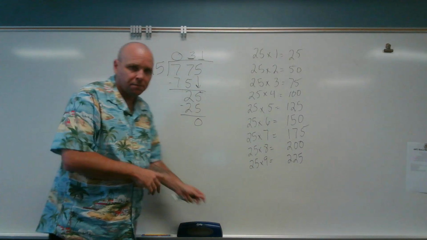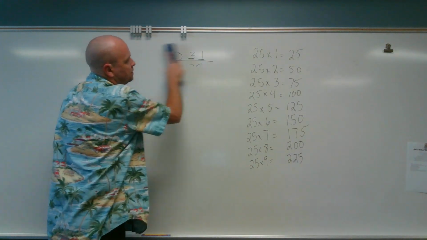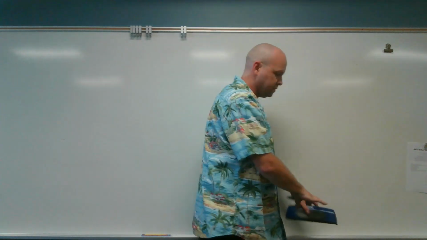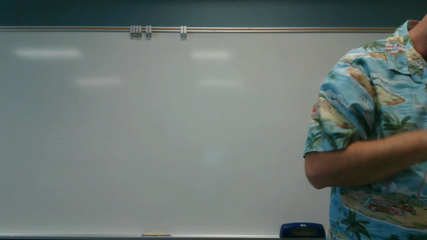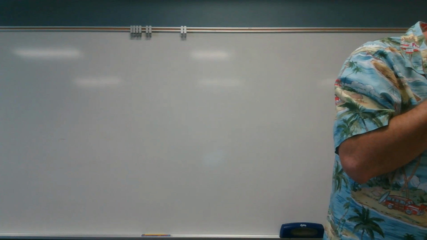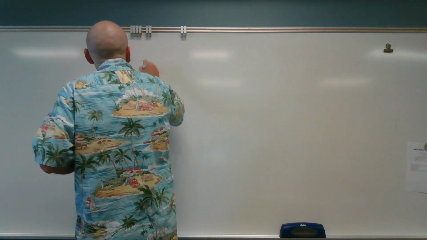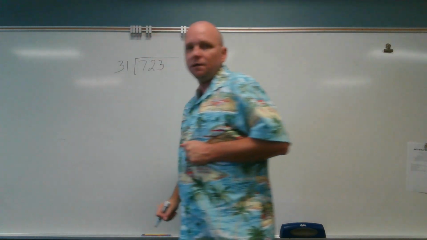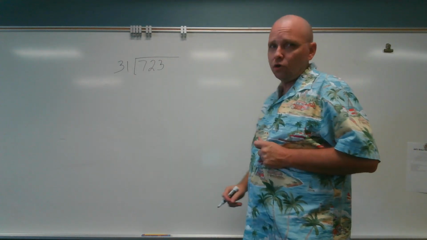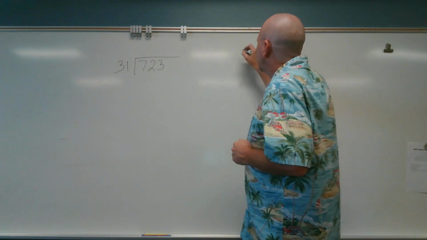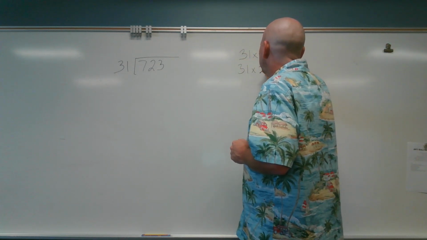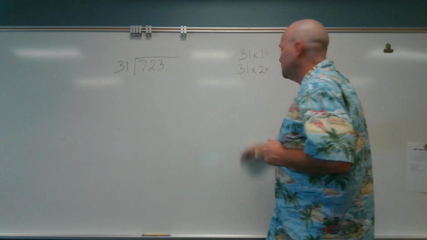Okay? I'm going to put the next one up there, and then I'm going to pause the video and do the multiples. So let's look at 723 divided by 31. If you're watching at home, or you're watching here with me, Zoey, you're going to first list your multiples. 31 times 1. 31 times 2. All the way till you get to 31 times 9.